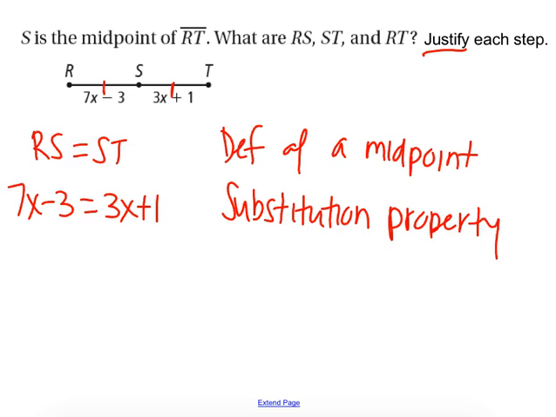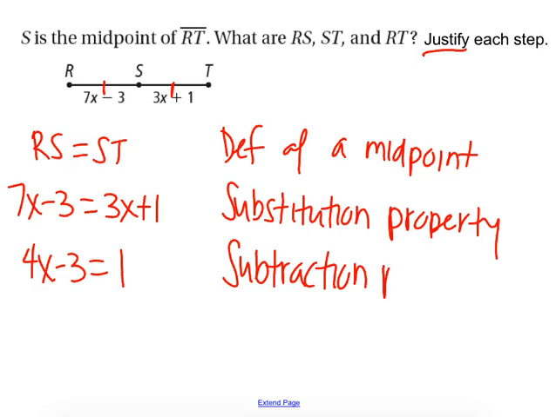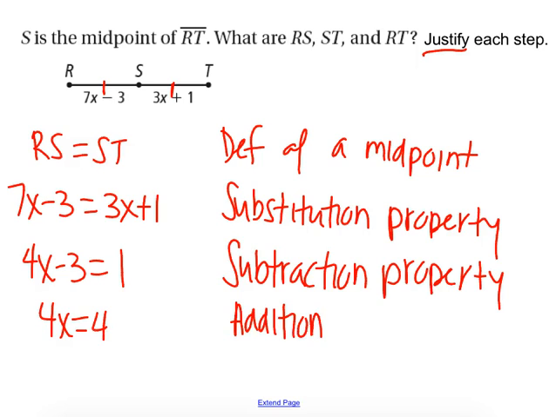Okay, now it's just an algebra problem, so don't get bent out of shape. Bring your x's to the same side, so I'm going to subtract 3x. 7x minus 3x is 4x. Subtraction property of equality. Now add your 3 over to get rid of it, so 4x equals 4. Addition property. Now lastly, you just divide. 4 divided by 4, x equals 1.